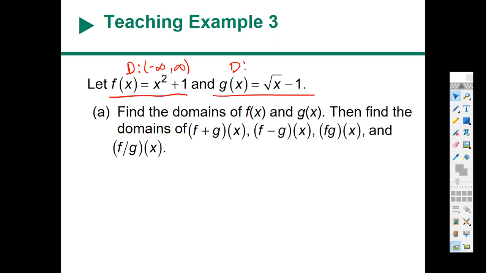Do they have a starting point or a stopping point? Yes, they have one of them. What do they have? They have a starting point, and where do they start? At 0. Good job. The domain of this square root function in particular is that it can start at 0 and continue to infinity. Why can it start at 0?